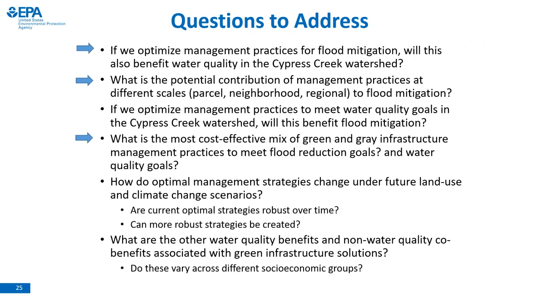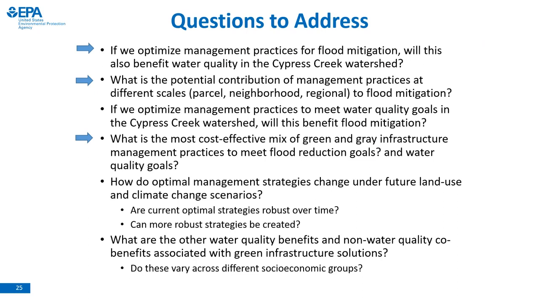They're interested in looking at potential contribution of management practices at different scales, ranging from individual parcels and neighborhoods to more regional scale solutions. They're also interested in comparing gray versus green infrastructure solutions. So green infrastructure practices are things like rain gardens, grass swales, infiltration basins, things like that.